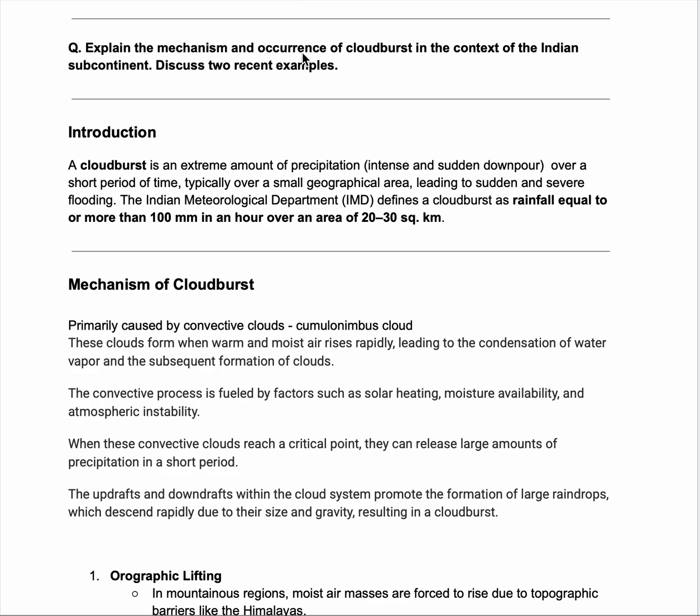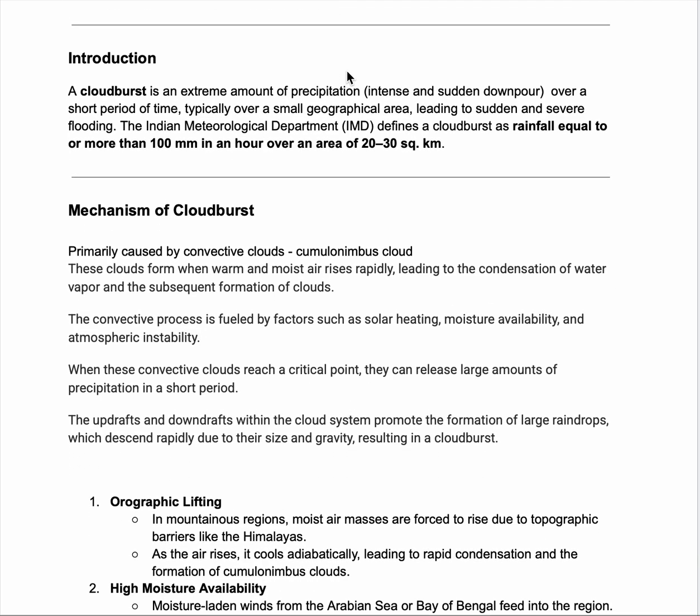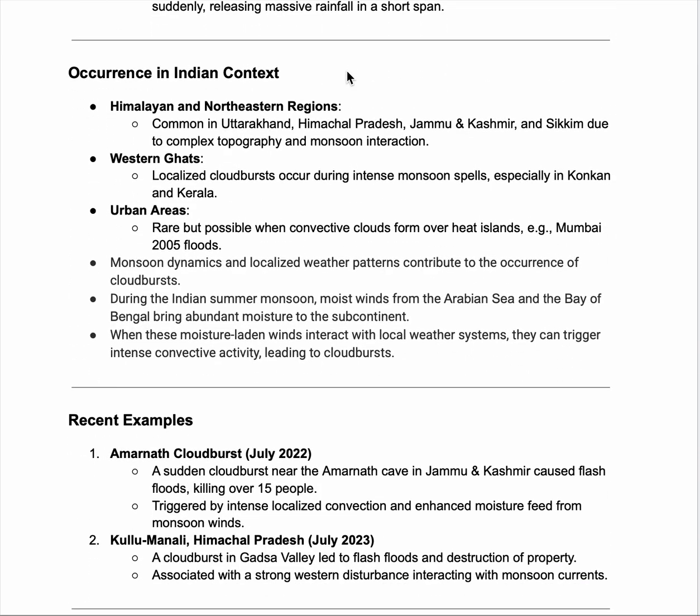Now we have to discuss the second part, that is the occurrence of cloudburst in the context of the Indian subcontinent. So where does it mostly occur? There are Himalayan and northeastern regions which mostly experience cloudburst. It is mostly common in Uttarakhand, Himachal Pradesh, Jammu and Kashmir, Sikkim due to complex topography and monsoon interaction, and in the Western Ghats also due to localized cloudburst from intense monsoon spells, especially in Konkan and Kerala. So if you have to describe where cloudburst occurs in the Indian context, it is mostly in the Himalayan and northeastern regions and then in the Western Ghats.